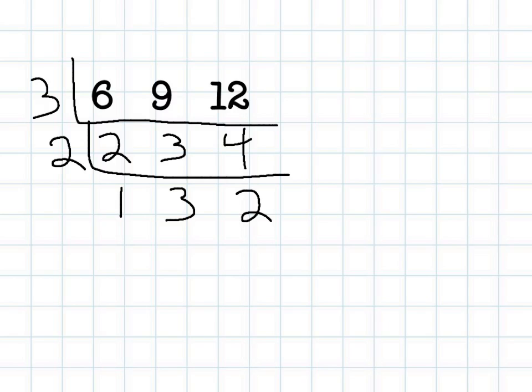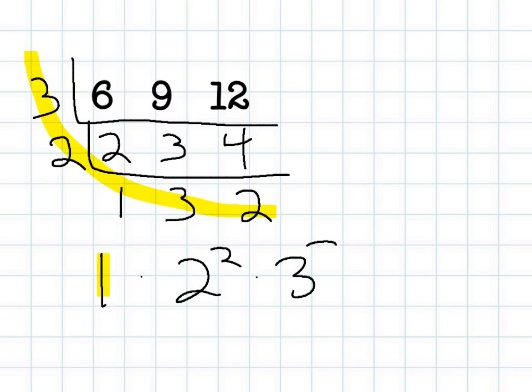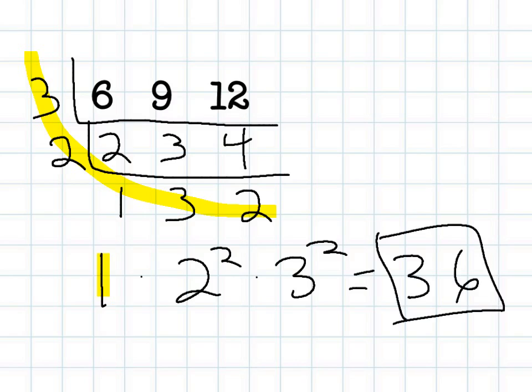The LCM, again, is still all of the numbers that are on the outside. So now we have 1 times 2 squared times 3 squared. Well, 1 times 2 squared is 4. 4 times 9, which is 3 squared, is 36. So the LCM of 6, 9, and 12 is 36.